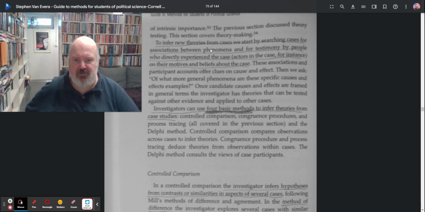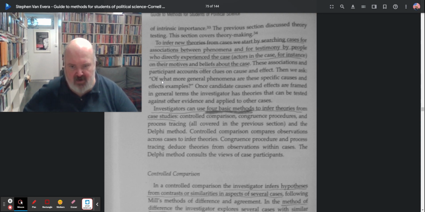To infer new theories from cases, we start by searching cases for associations between phenomena and for testimony by people who directly experienced the case, actors in the case, for instance, on their motives and beliefs. In other words, we look to infer new theories from cases. We start by searching cases for associations between phenomena. We look for testimony from people who are involved in it, on their motives and beliefs in the case. These associations and participant accounts often clue us on cause and effect.